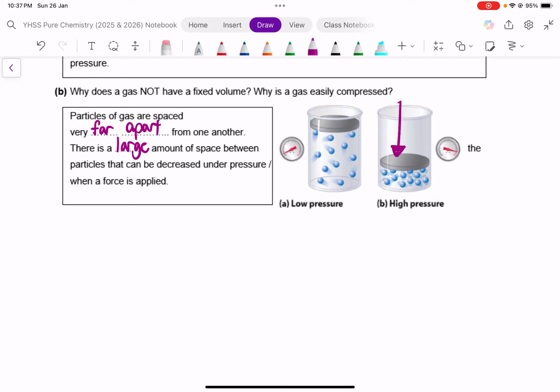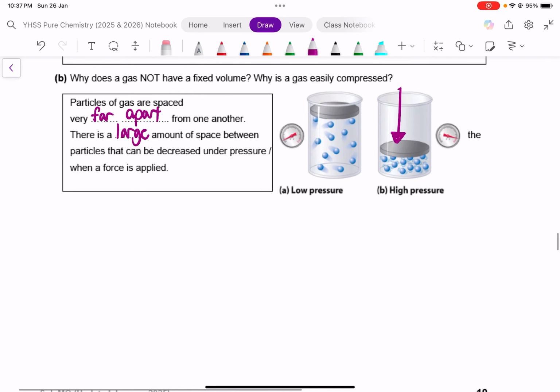And this is possible because there was initially a lot of spacing between the particles of gas, which are spread very far apart from each other. So we have basically covered the properties of shape and volume, which can be explained using the movement and arrangement of particles in the three states of matter.